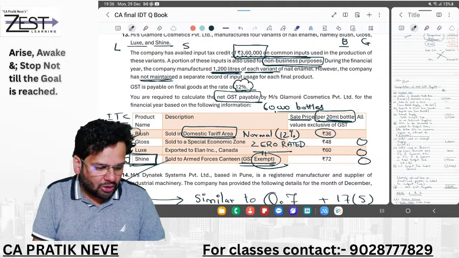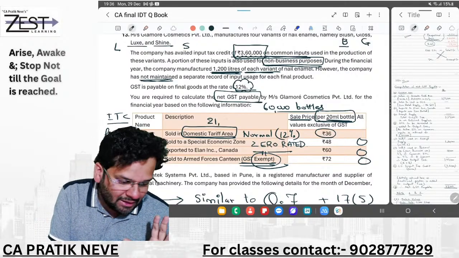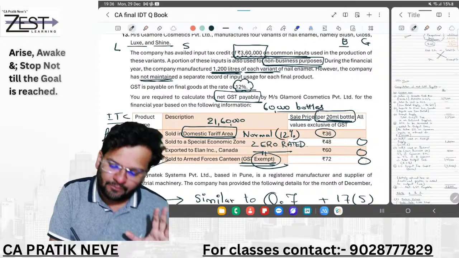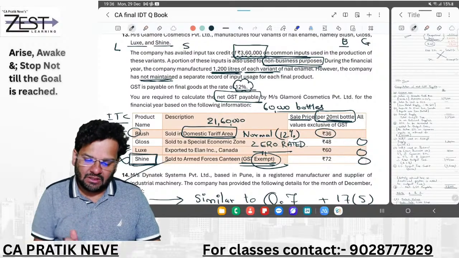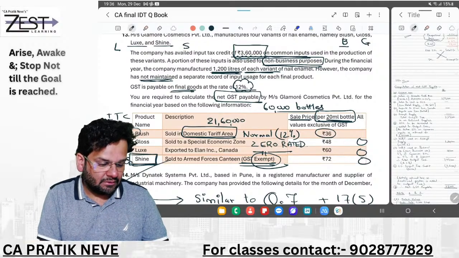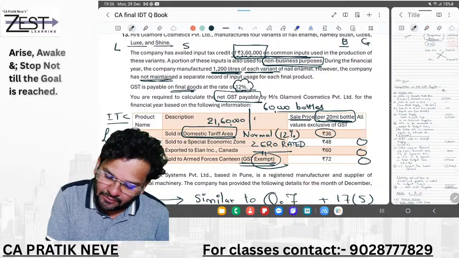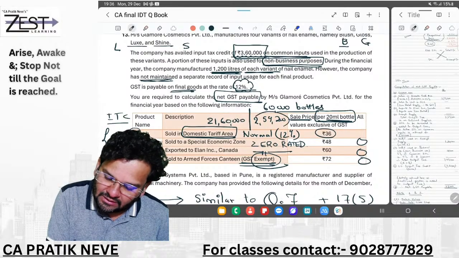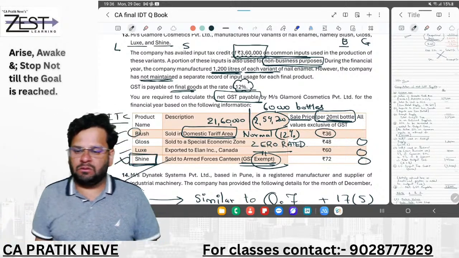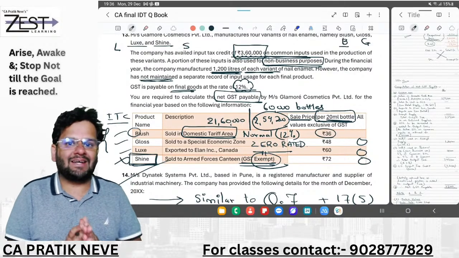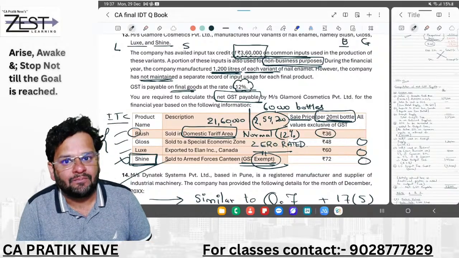So do 60,000 bottles into rupees 36. So we are all getting 21 lakh 60,000. So do 21 lakh 60,000 into the rate of GST, which is 12%. So which is 2 lakh 59,200. So friends, your output tax is 2 lakh 59,200. So all of you, those who are watching right now live, please tell me, have you all got 2 lakh 59,200 as your output tax?